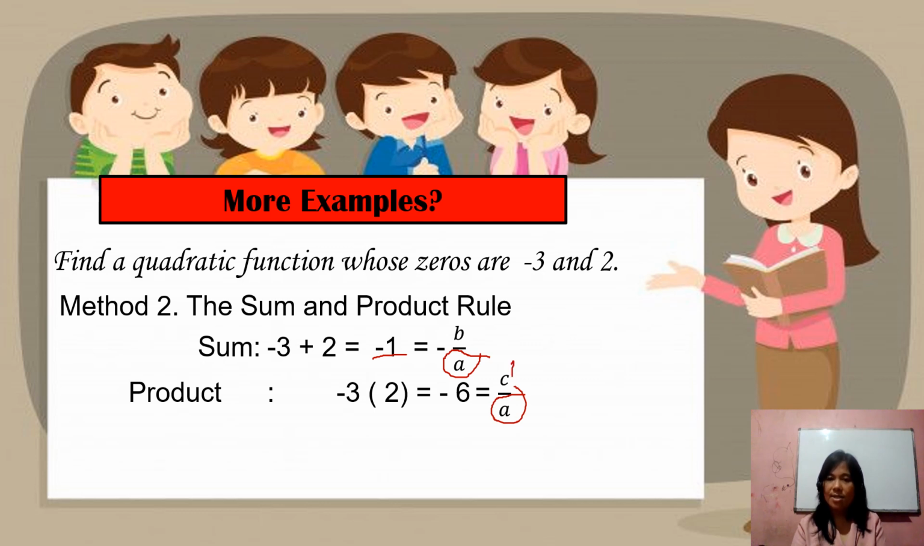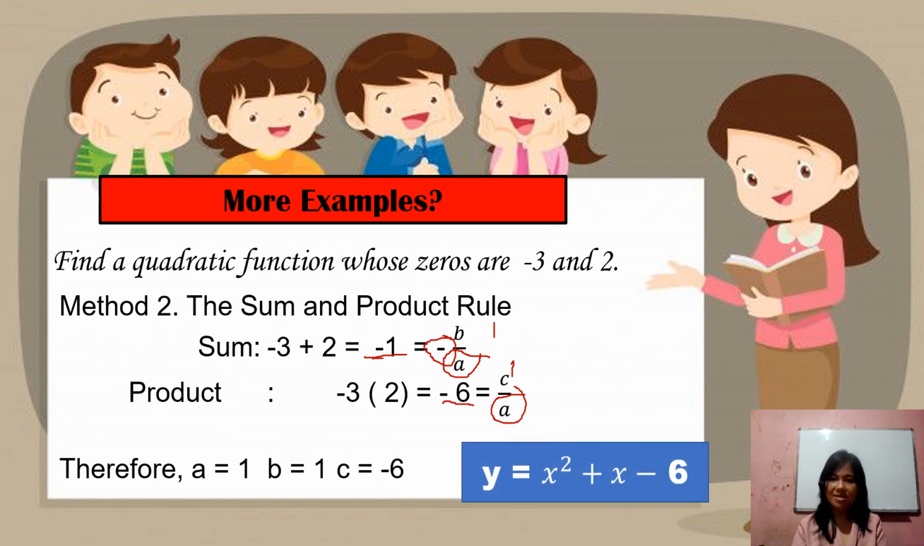Okay? 1. Tapos, yung sa B natin, kasi nasa sum siya, since negative B yung dito, so you have to change this. So, from negative B, yung B mo will be 1. Okay? Tapos yung C, huwag ka nang mag-change ng sign. Ito na yon, yung answer mo sa product. So, meaning, yung values ng A, B, and C mo is 1, 1, and negative 6. So, pag substitute mo siya dun sa general form of quadratic function, then you're going to have this. Okay?